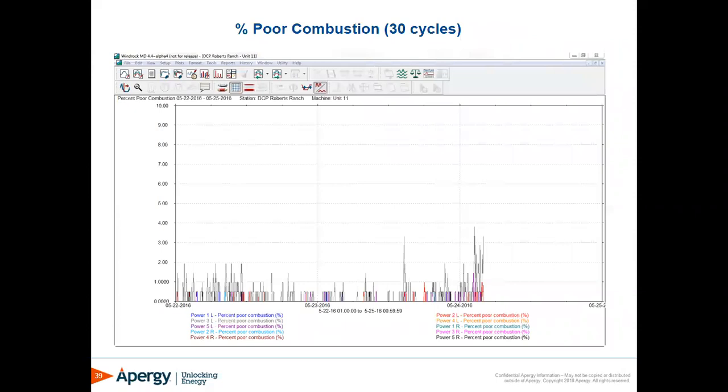We can see here that cylinder 3L is getting worse over time. You can kind of see it spiking up here. And especially over here, you see it spikes up and it kind of stays up for a little while.